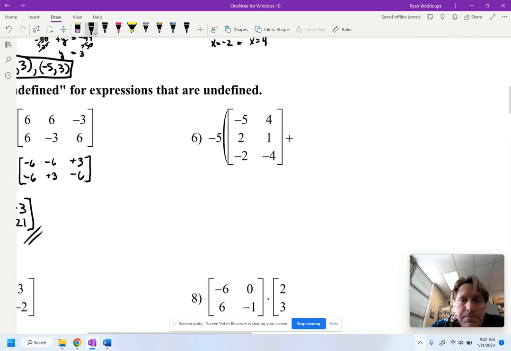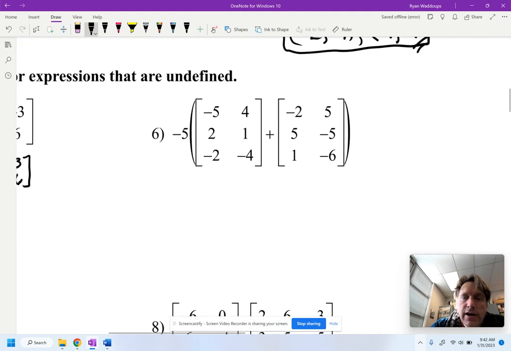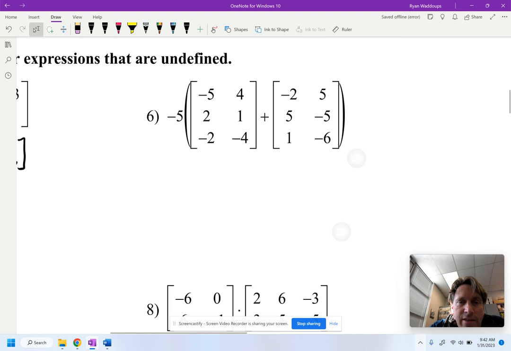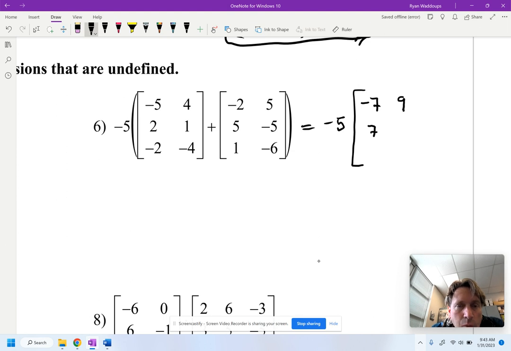All right, that's number 6. Number 6, you've got the two matrices added together, and then you have a negative 5 multiplied outside. So we're going to first rewrite this as negative 5 times the sum: negative 5 plus negative 2 would be negative 7. 4 plus 5 is 9. 2 plus 5 is positive 7. 1 plus negative 5 would be negative 4. Negative 2 plus 1 is negative 1. And negative 4 plus negative 6 would be negative 10.